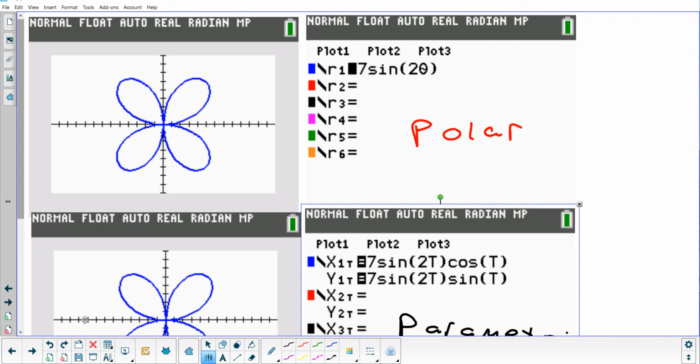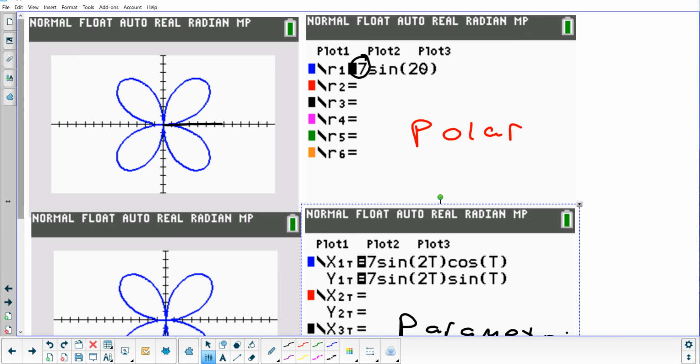Let me make that a little bigger. This 7 is in the diagram somewhere. Does anyone have an idea what the 7 would do? It controls something in the picture. It does. It controls the size of the petals. Draw something 7 units long. So 1, 2, 3, 4, 5, 6, 7. I think that's about 7.